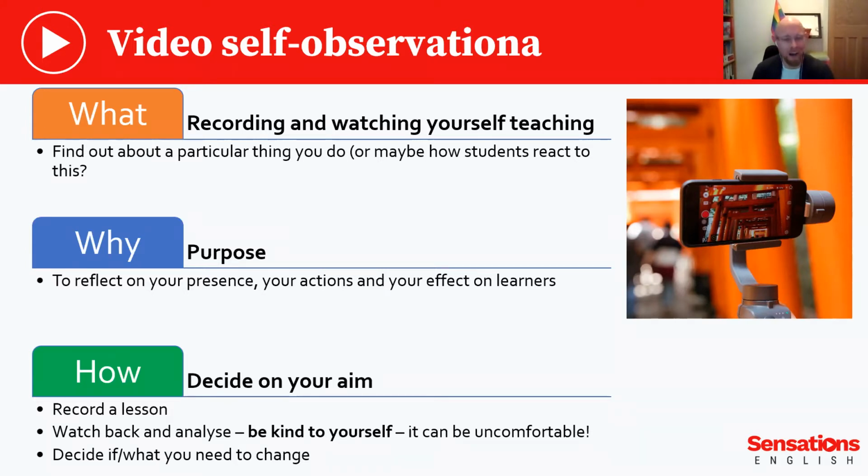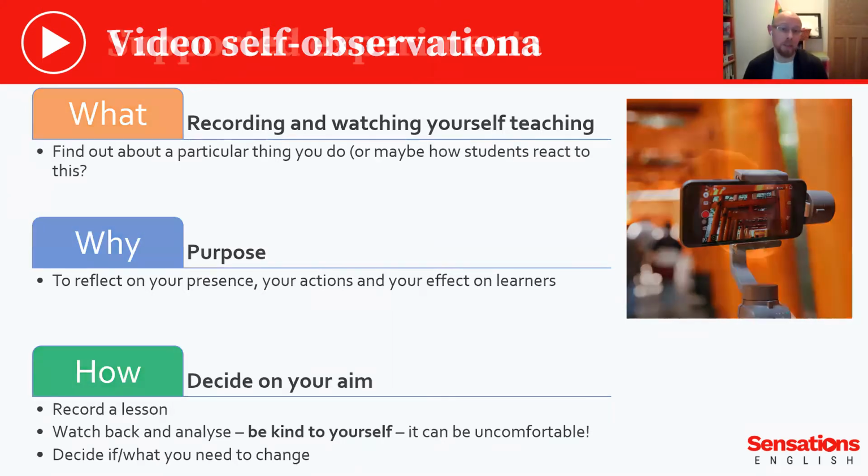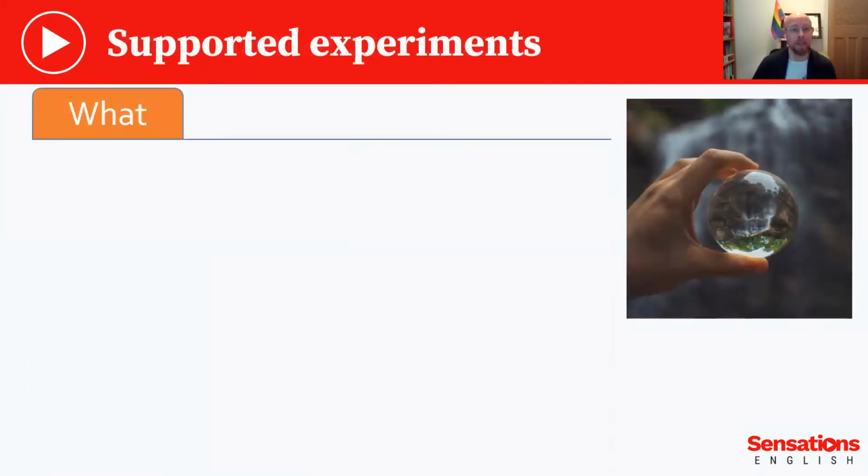There's nothing unusual about it. And then the last part of it is decide if or what you need to change. So if you need to change something, then think about that, decide on that, and focus on, in that case, what you need to change. Don't try and change everything. Try and make a single, specific change, and that change could actually then become part of the focus of a supported experiment. So thinking about supported experiments, what are they?